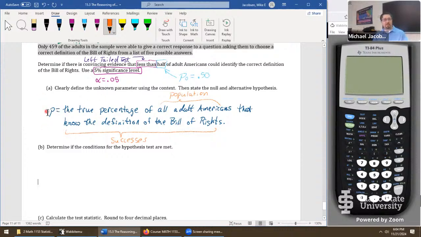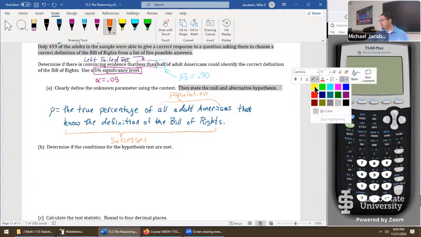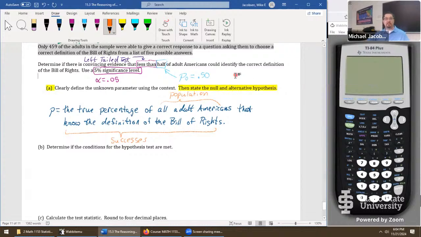I must have been thinking confidence intervals where you're just done right there. There's more to this story. I should probably put that in yellow this time. We still need the null and alternative hypothesis.